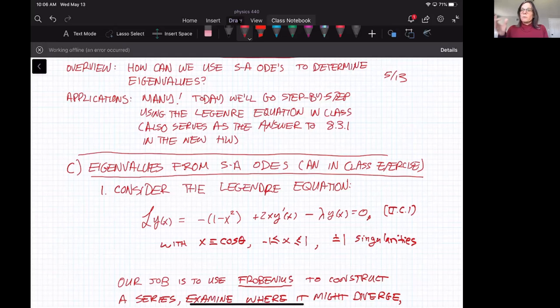But today the focus is how can we use the self-adjoint ordinary differential equation, that form, to determine the eigenvalues. And remember that if these are self-adjoint, essentially we're looking at Hermitian operators, which means the eigenvalues are real, which means that they're observables and all of that stuff. So that's why we want to do this. The applications, as last time, there are many. And some of them are obvious and some of them aren't.